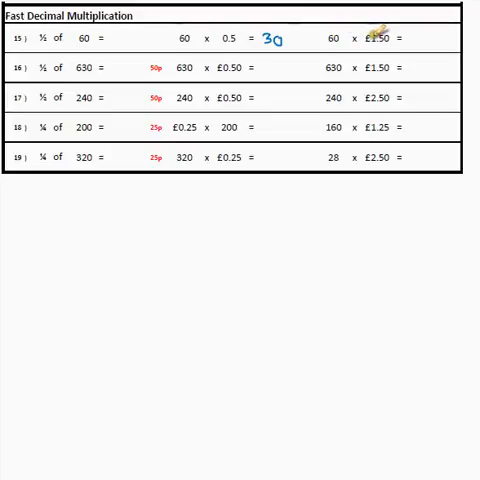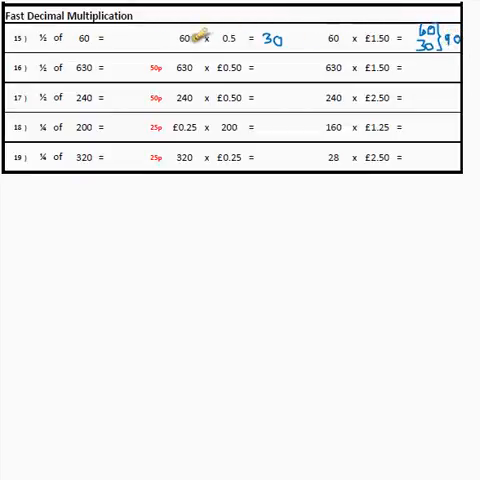60 times £1.50. If there's 60 pupils that each have to pay £1.50 entry fee, you can use this sum. 60 times 1 and then 60 times a half, split it up. 60 times 1 is 60. 60 times a half, what is a half of 60? 30. And together it makes 90.